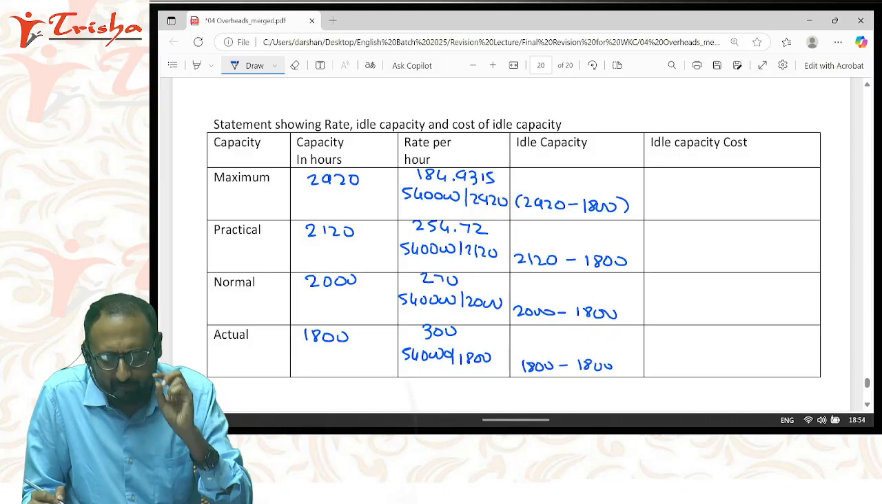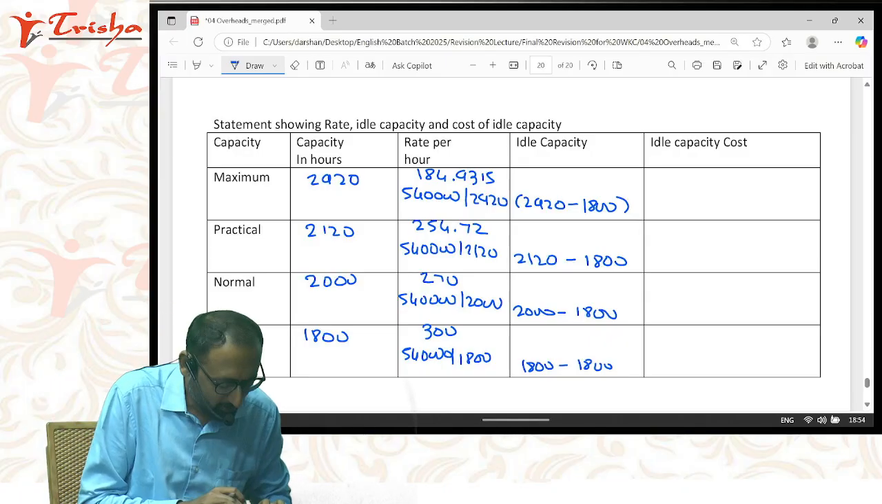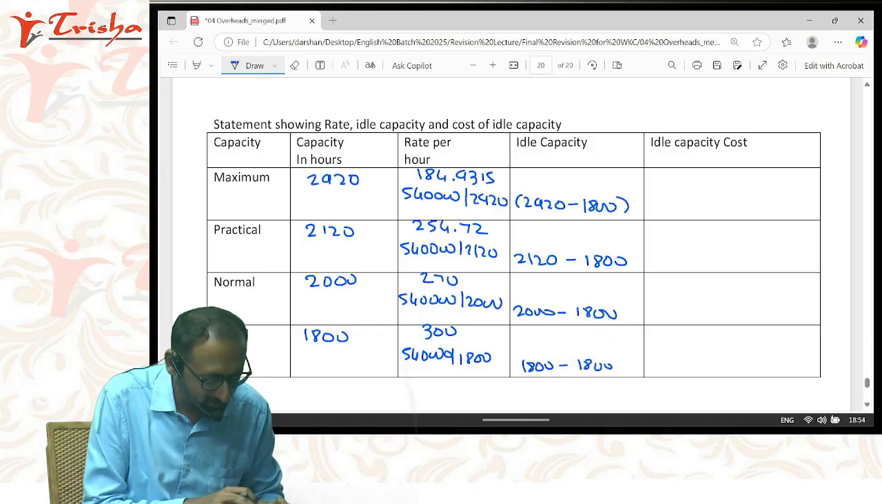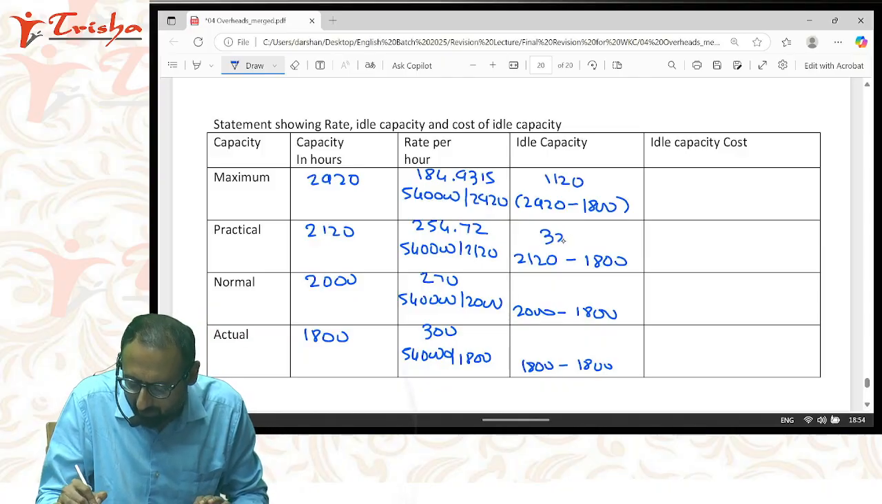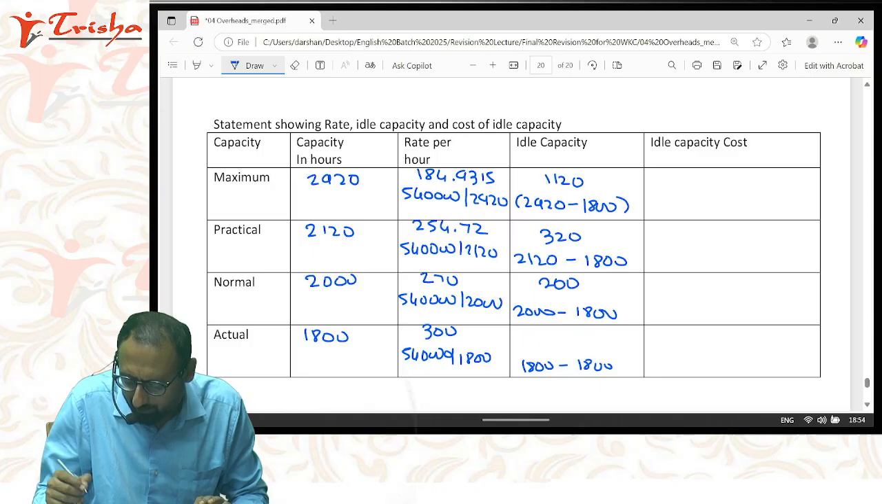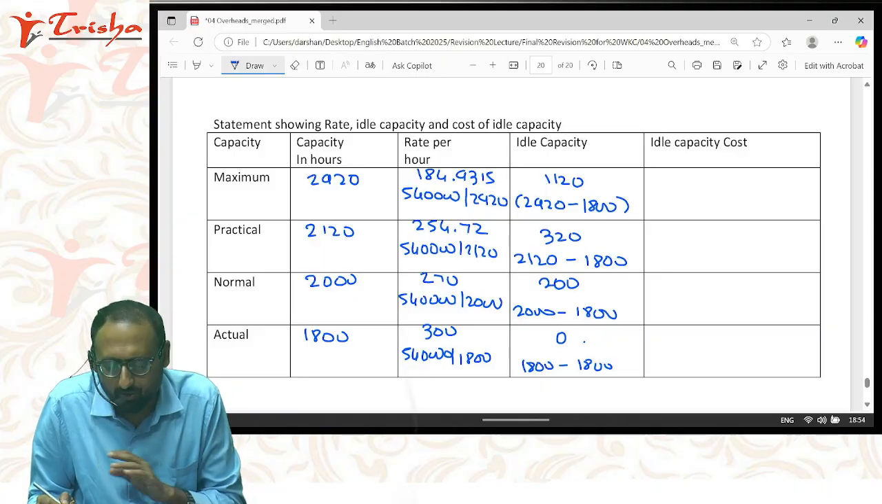Tell me how much is your ideal capacity if I use the maximum capacity, Sarji. 2920 minus 1800. Is it 1120? Second one, is it 320? Next one, is it 200? And 0. And last, we need to calculate ideal capacity cost.